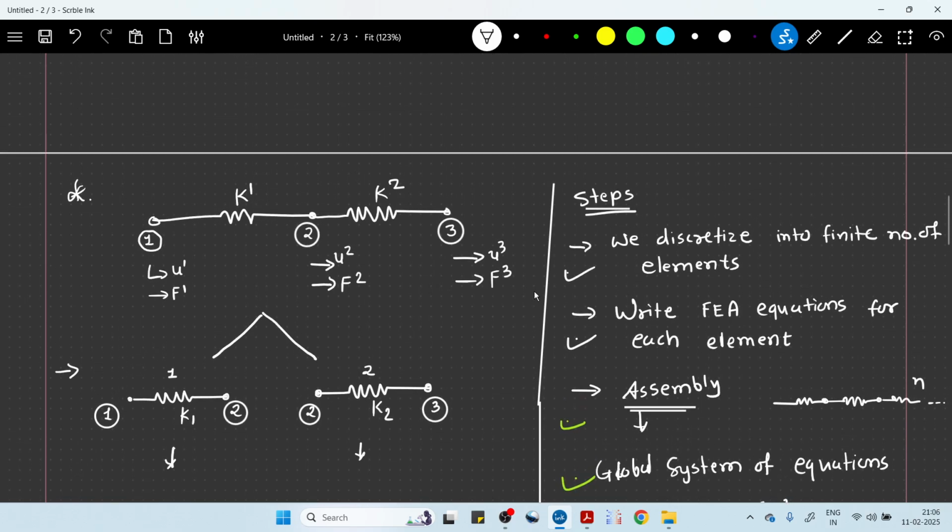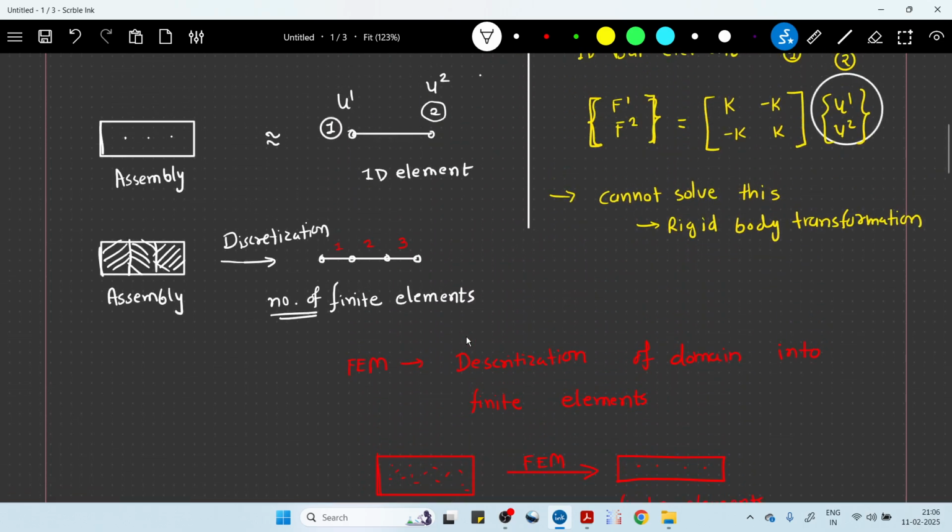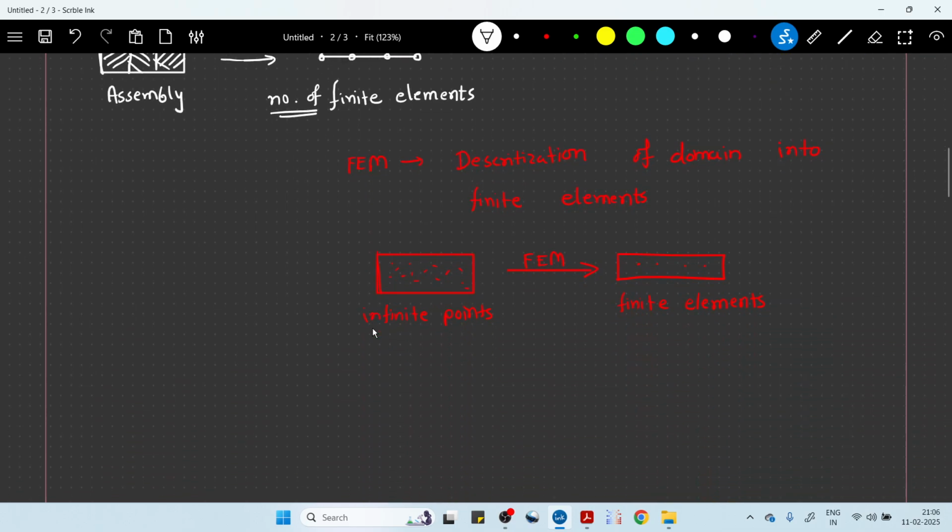Okay, assembly of 1D elements and how FEM works. What is the core concept behind FEM? That is nothing but discretizing the structure into a finite number of elements.